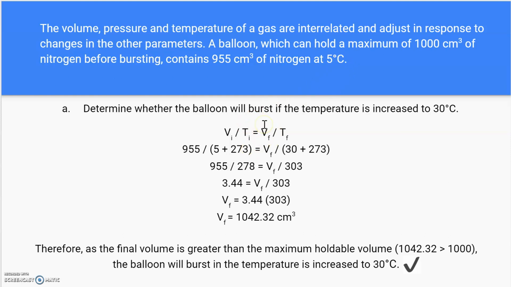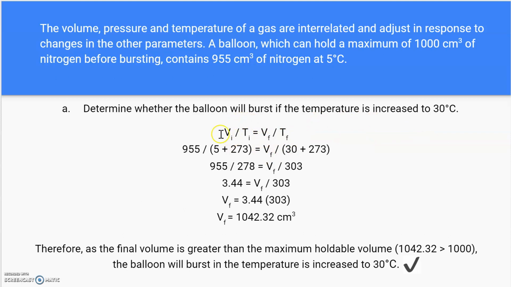Now, final volume, we don't have. Final volume is not given to us. In fact, we need to determine the final volume to see if it is less or more than 1000 centimeters cubed, so that then we can establish whether the balloon bursts or not. So that variable is going to be the variable that we will be solving for. Now, final temperature, we are given as well. The final temperature of the balloon is 30 degrees Celsius, and based on that temperature, we need to see if the volume is holdable by the balloon or not. So final temperature can also be given a numerical value.